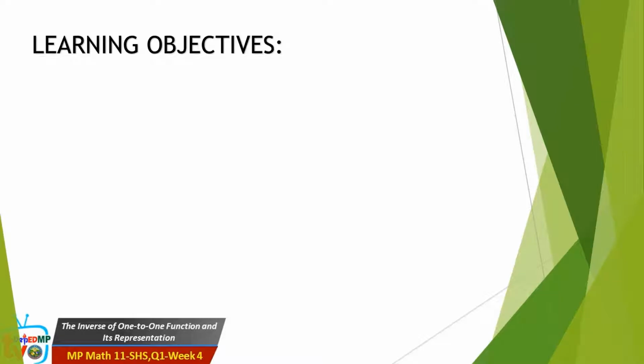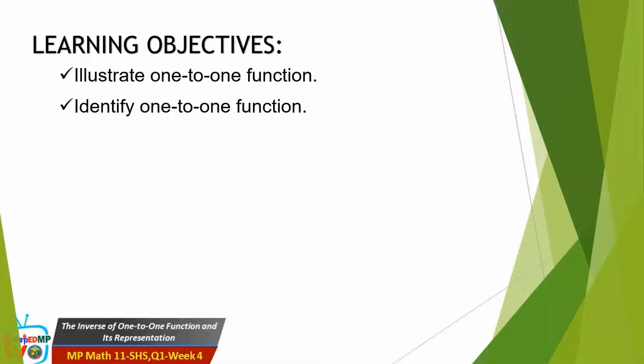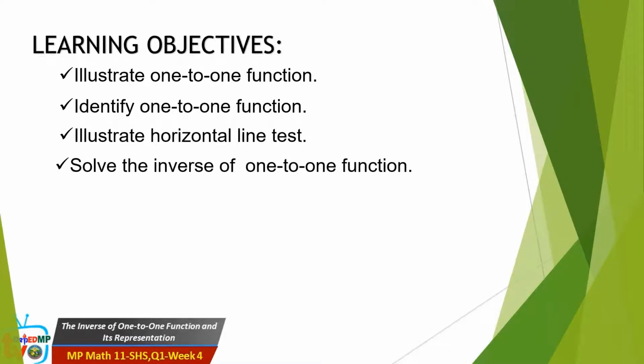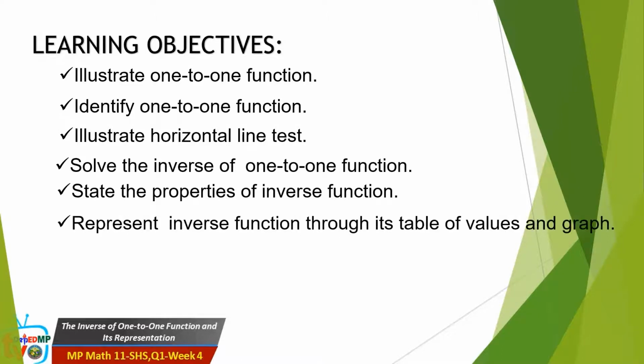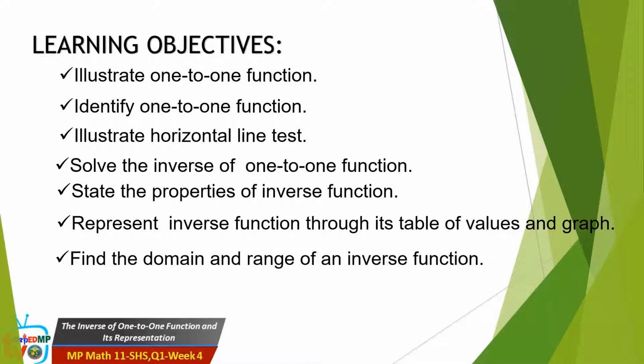Our main objectives of this lesson are the following. Illustrate one-to-one function. Identify one-to-one function. Illustrate horizontal line test. Solve the inverse of one-to-one function. State the properties of inverse function. Represent inverse function through its table of values and graph. And find the domain and range of an inverse function.